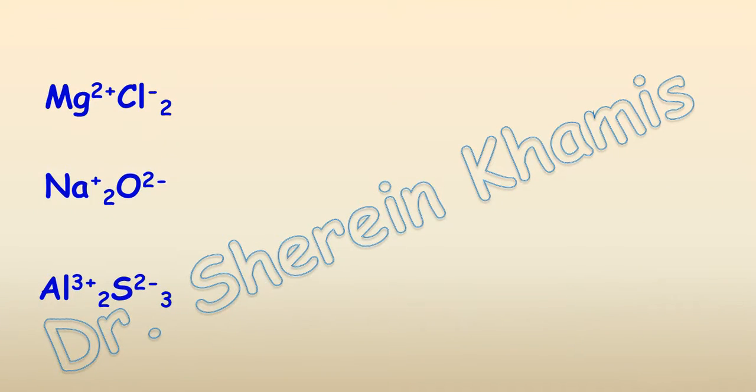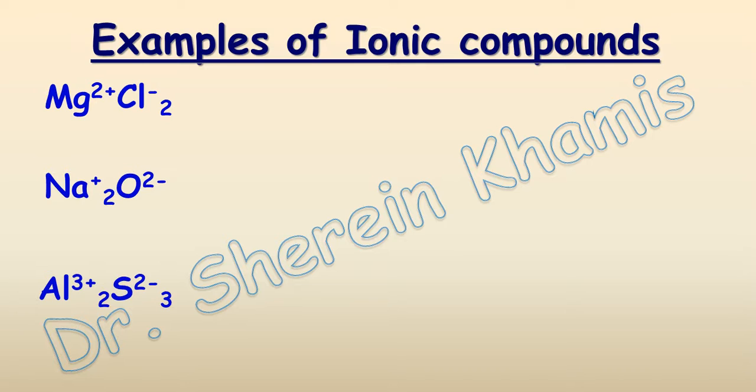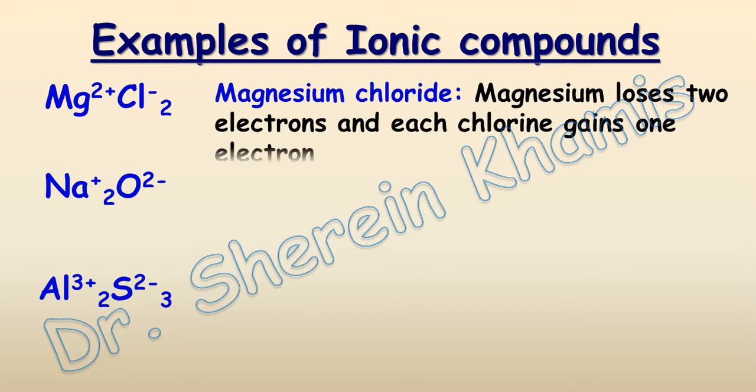So if we have a compound here, we have ionic compounds like magnesium Mg2+ and Cl-, and its chemical formula is MgCl2. Okay, so we will write magnesium chloride: magnesium loses 2 electrons and each chlorine gains 1 electron, so the 2 chlorine atoms gain 2 electrons. Second one, here we have sodium oxide.